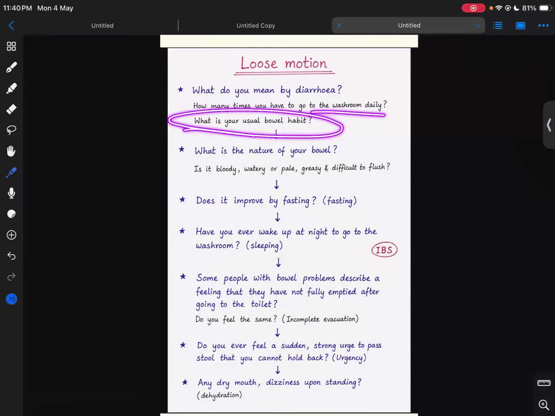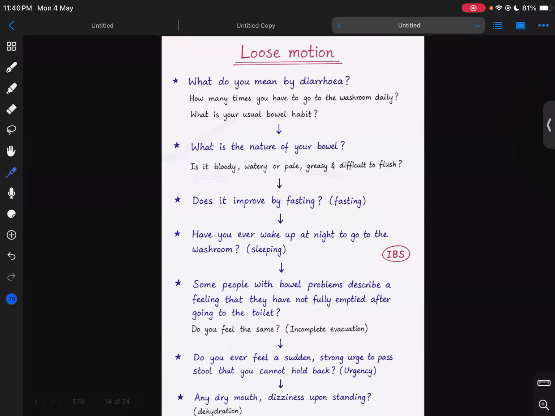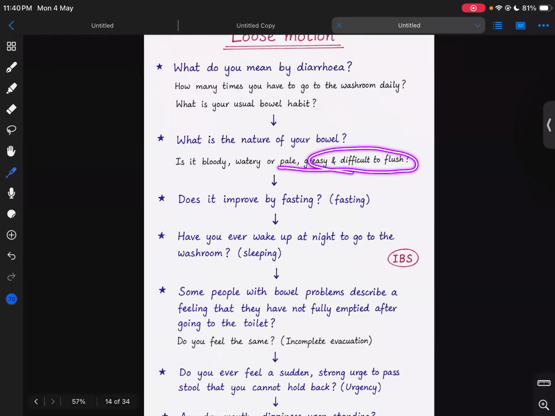What is your usual bowel habit? What is the nature of your bowel? Is it bloody, watery, or pale, greasy, and difficult to flush? Does it improve by fasting? Do you ever wake up at night to go to the washroom?